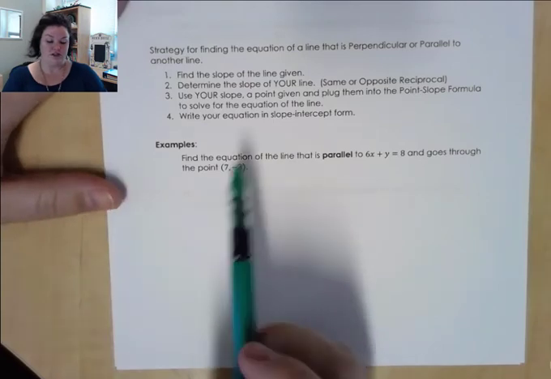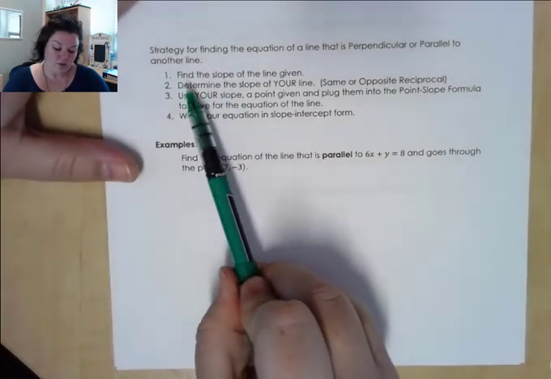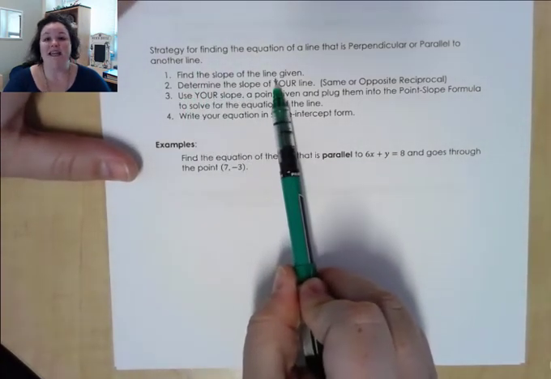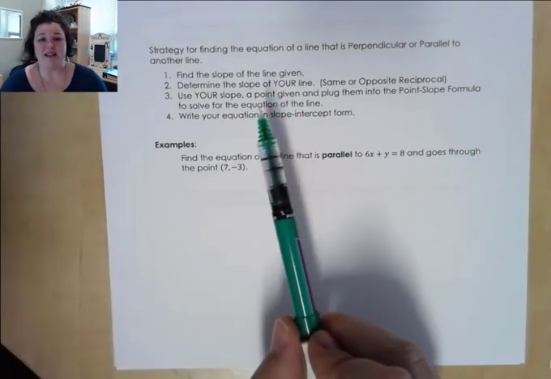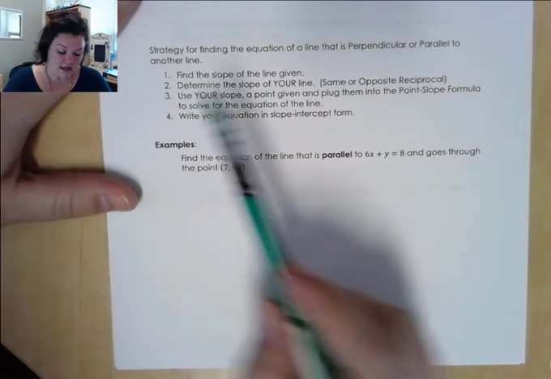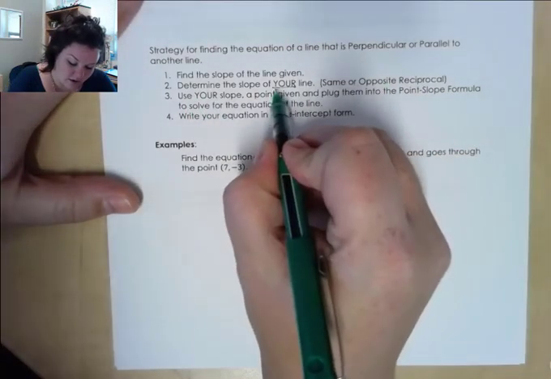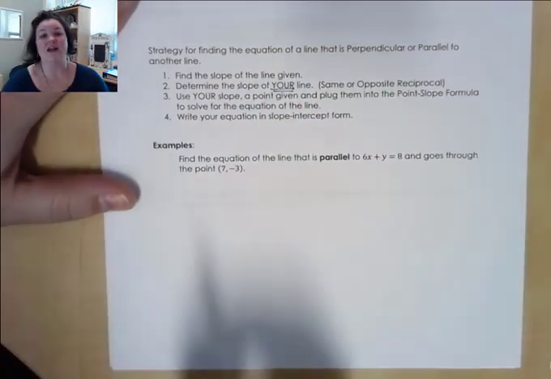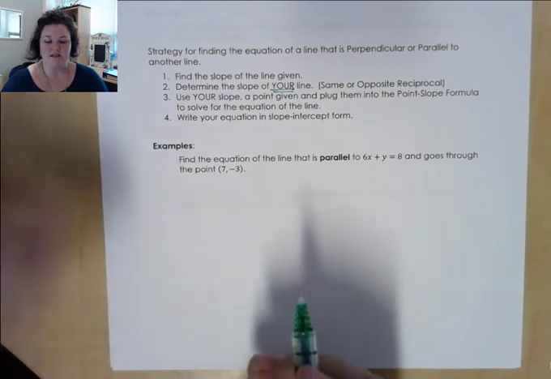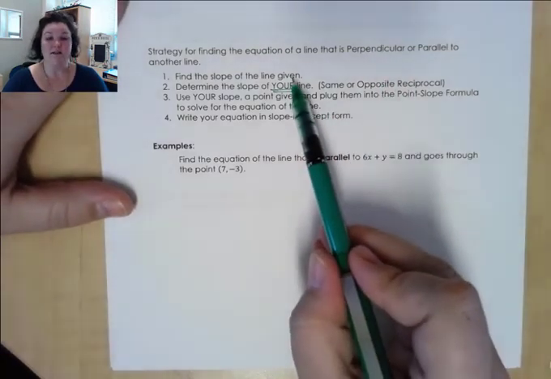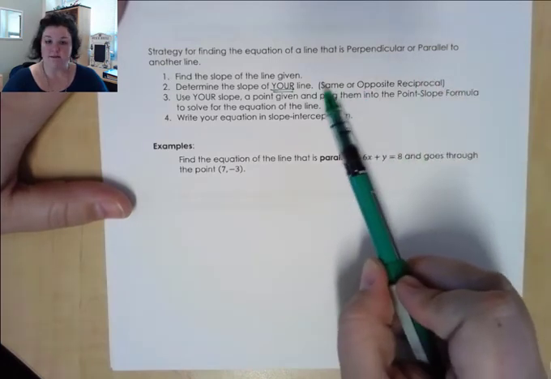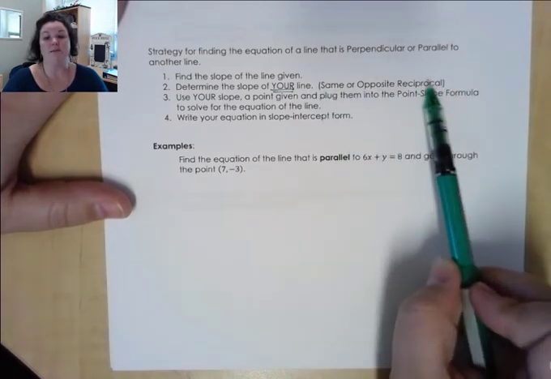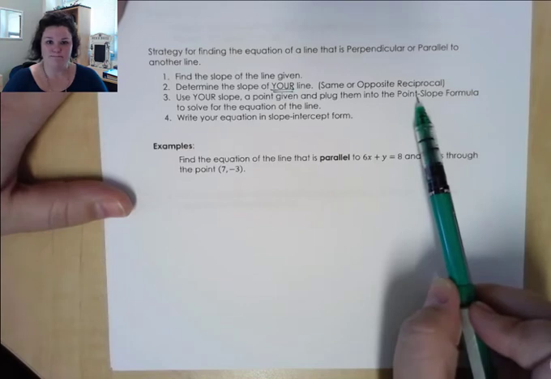So here's our strategy, okay? First, we want to find the slope of the line that they give us, because they're going to give us some line. And so we need to know what the slope of that line is. Then we're going to determine the slope of the line that we're trying to find. So based on the line they gave us, we determine if it's parallel or perpendicular, whether we're going to use the same slope or the opposite reciprocal slope.